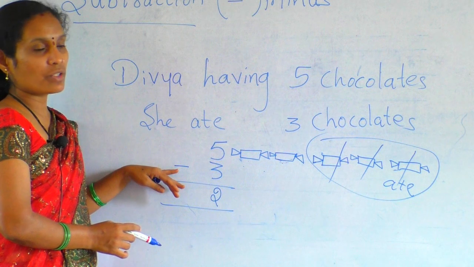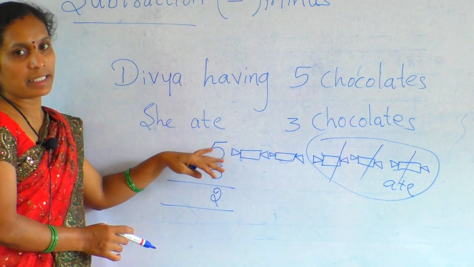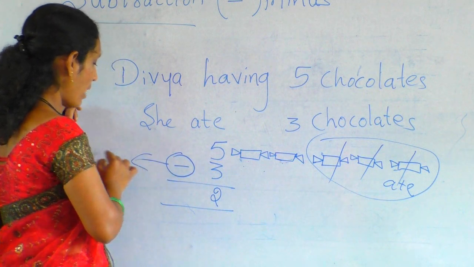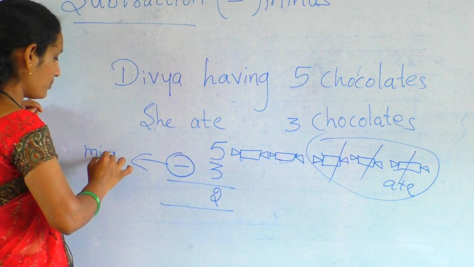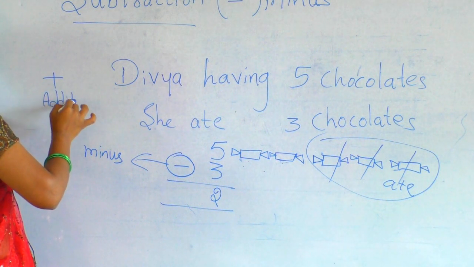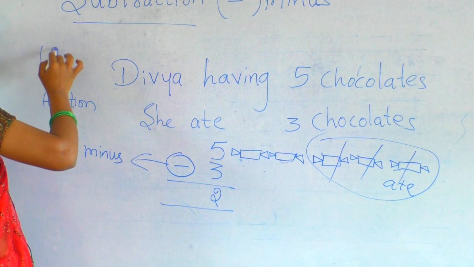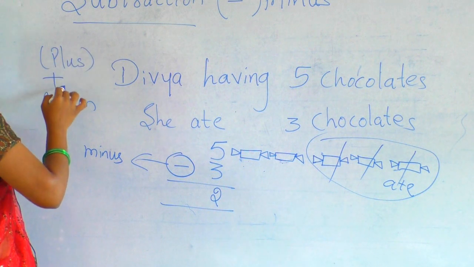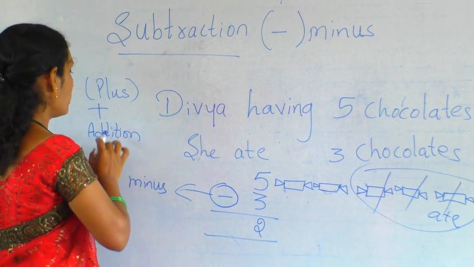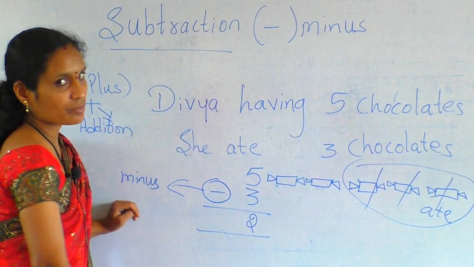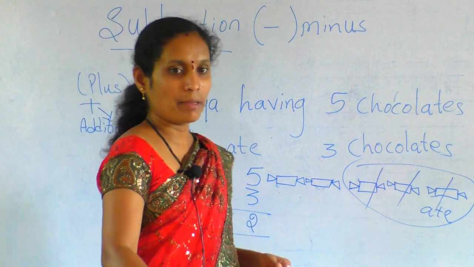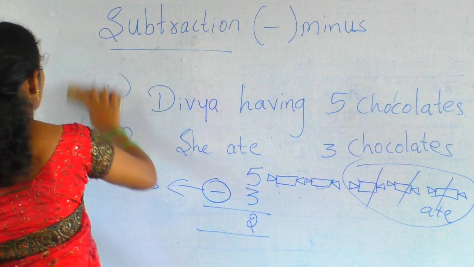The minus sign is used for subtracting numbers. This is a minus sign; we call it minus. This is addition, plus; we call it plus. In hospitals, on the outside board you see the plus sign, no? That is a plus, addition. Understood? Like this we have to subtract the given numbers. Next example we will see.